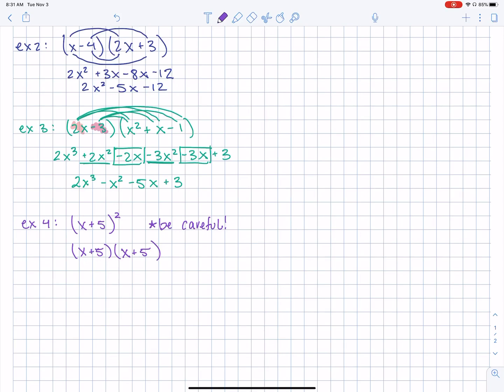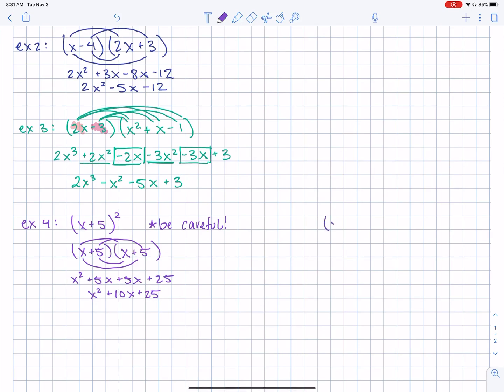And when we have a binomial times a binomial, we get a trinomial. So for this one, we're going to go ahead, x times x, x squared, x times 5 plus 5x, oops, excuse me, I already did that one. 5 times x plus 5x, and 5 times 5 plus 25. Combine like terms. So when we have a linear binomial times a linear binomial, we always get a quadratic trinomial. We're going to try that one more time.